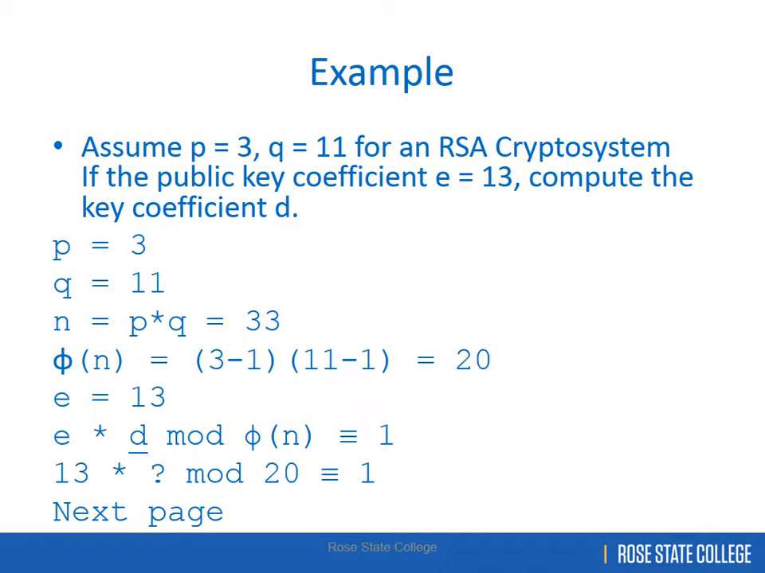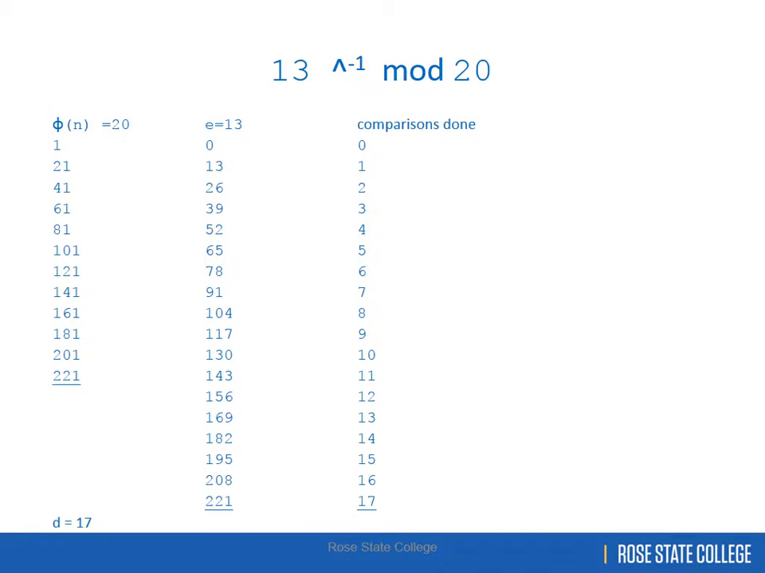So assume that p is 3 and q is 11, which we already showed you. This is the exact way you'll see the assignment. It says, if the public key coefficient e is 13, which I will always give you, compute d. So we calculate n, we calculate the totient of n, then we need to figure out what d is. Here's how you do d, right there. Does that look familiar at all?